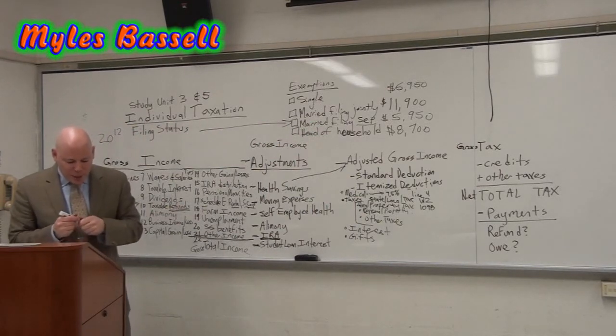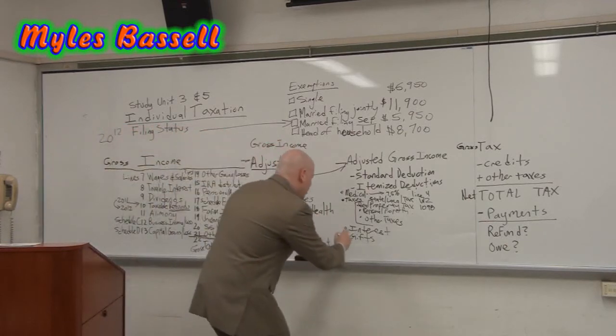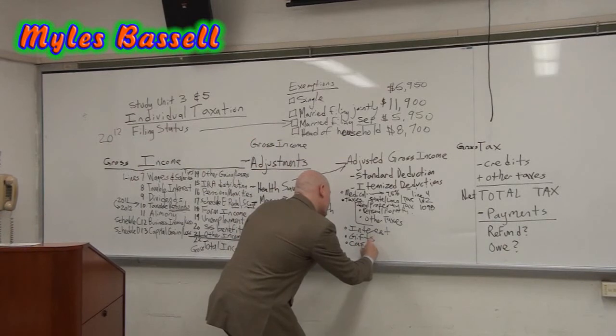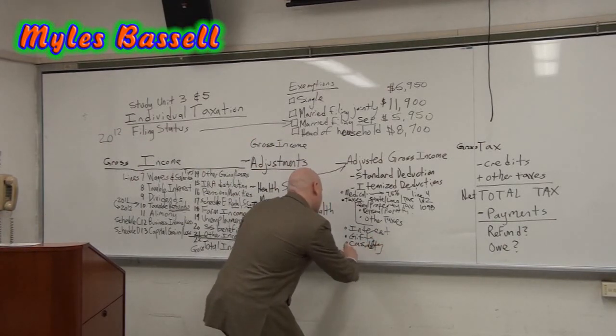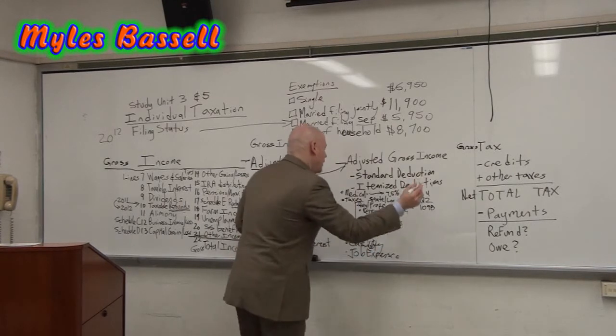Then we have casualty and theft and job expenses. And then we have miscellaneous, and then we have our total itemized deductions.